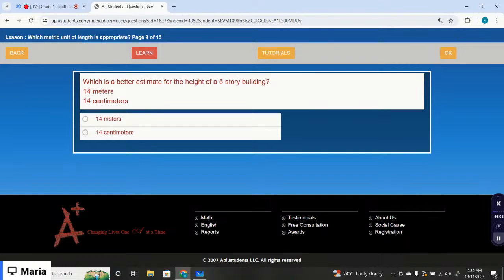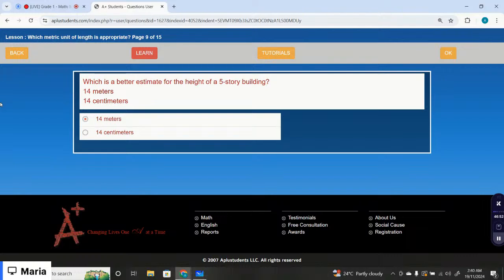Which is a better estimate for the height of a five-story building? Which is the correct option? The correct option is 14 meters because that's a five-story building. Okay, you can complete the lesson by yourself later today.